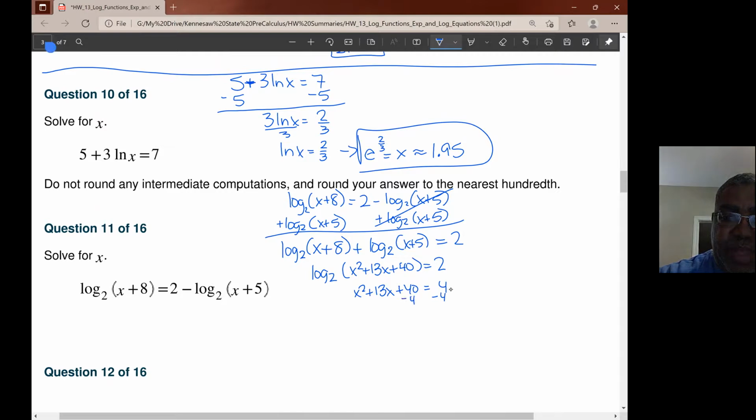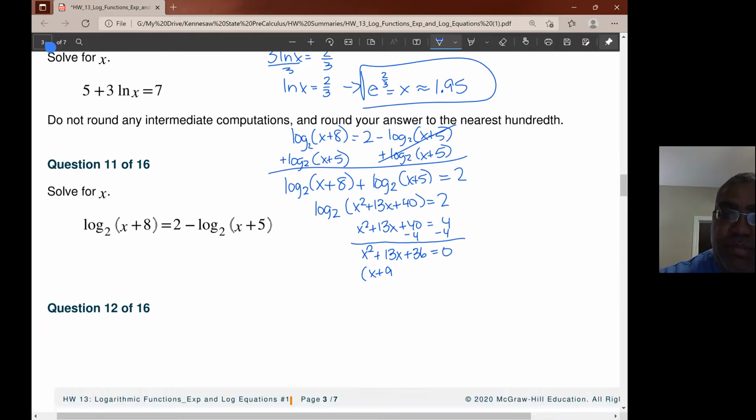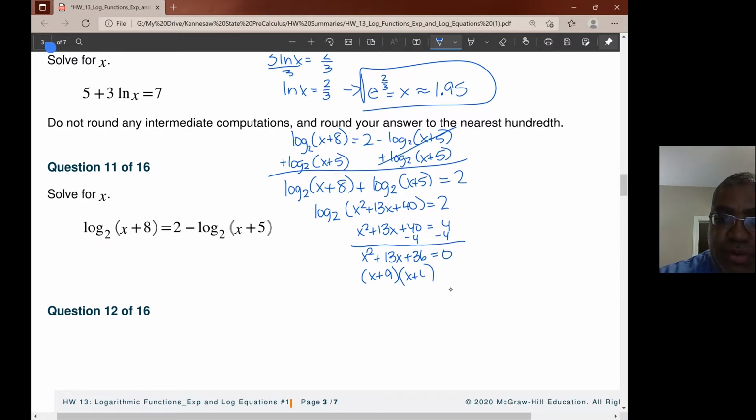Subtract 4 from both sides, because now we're just dealing with a quadratic equation. X squared plus 13x plus 36 is equal to 0. This becomes x plus 9 times x plus 4 is equal to 0. So we have x is equal to -9 and -4. But when we look at these answers, we have to check them.